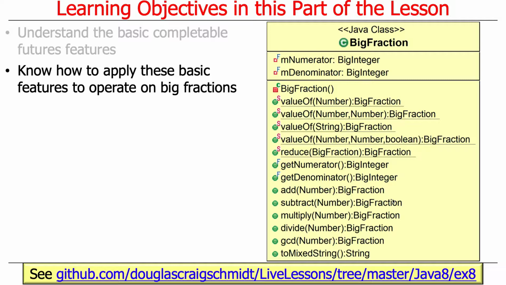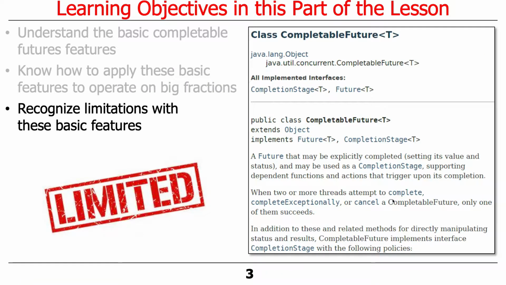If you recall, what big fractions do is they let you do arbitrary precision arithmetic on large fractions. Why you'd ever want to do that is somewhat a mystery to me, but it's cool, and it demonstrates some of the features that are useful with completable futures. And then, of course, we'll also talk about the downsides with the basic features of completable futures, which is there to motivate why we would be doing the more advanced features, which we'll cover next.